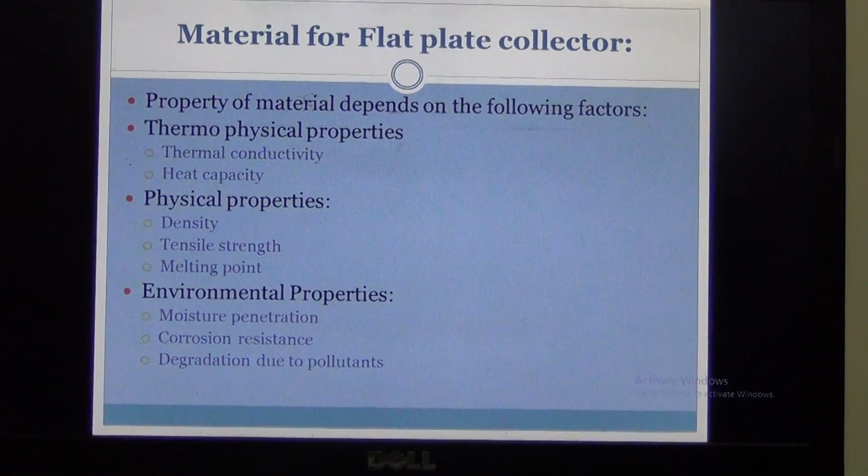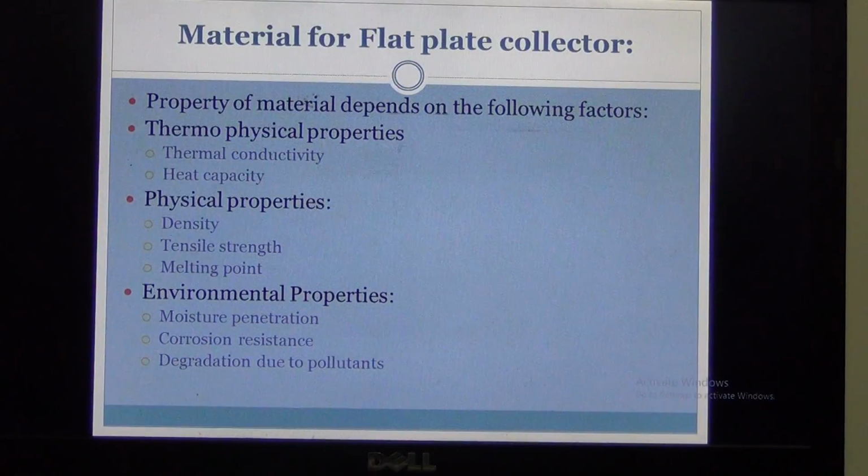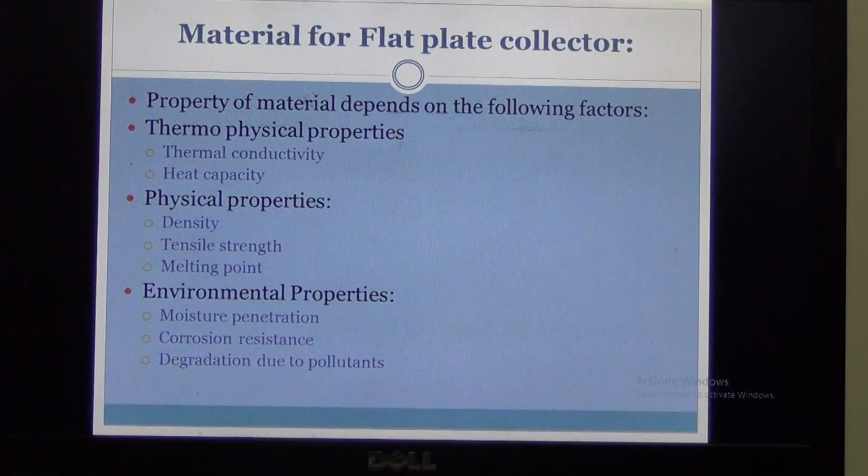Now the first thing we are going to study is the material for flat plate collectors. The properties of the material depend mainly on the following factors: the thermo-physical properties, the physical properties, and the environmental properties. The thermo-physical properties mainly deal with thermal conductivity and heat capacity. Physical properties deal with density, tensile strength and melting point. Environmental properties mainly deal with moisture penetration, corrosion resistance, degradation due to pollutants and many things.